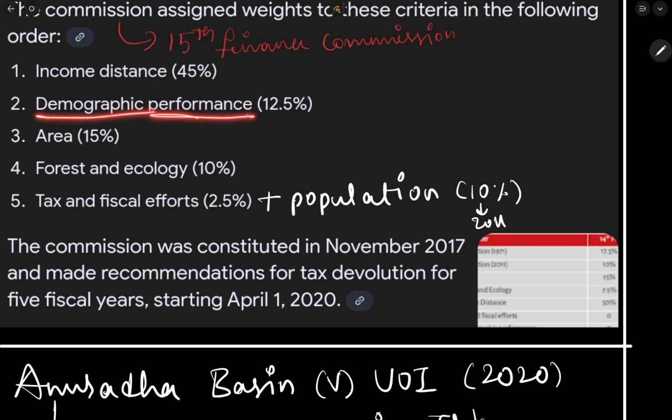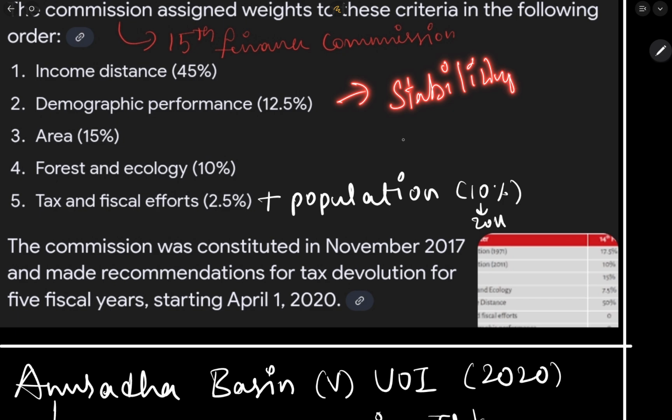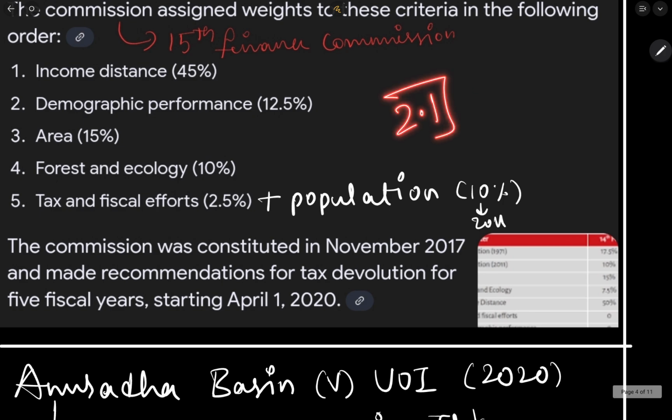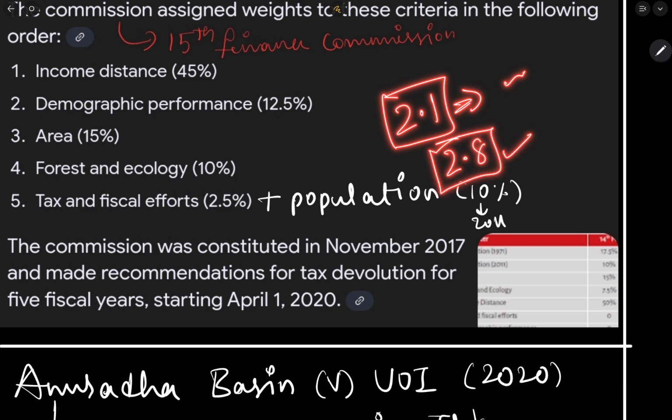Next we have the demographic performance, which has a weightage of 12.5%. Demographic performance is nothing but stabilizing the birth rate. So basically the states which attain the natural required birth rate of 2.1 will be benefited compared to the states which have a birth rate of 2.8.